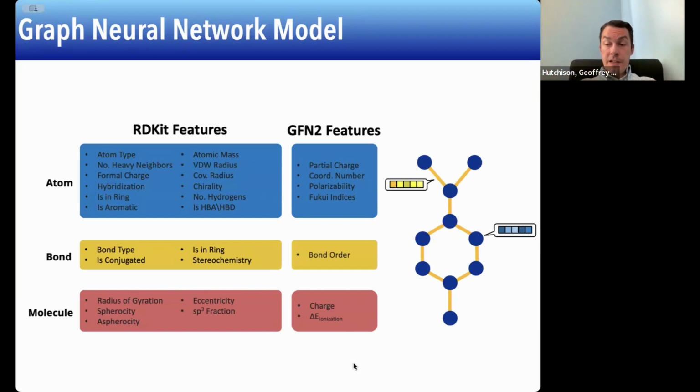And then we also feed in, most importantly, the protonation and deprotonation energies using the GFN2 model as well. Okay, so we're putting in both cheminformatics features and quantum mechanical features.